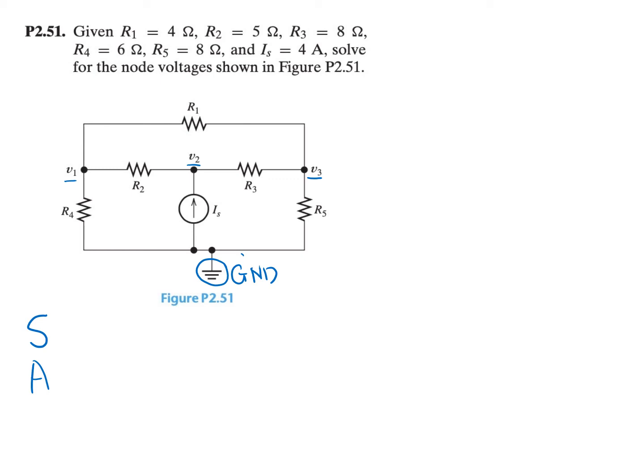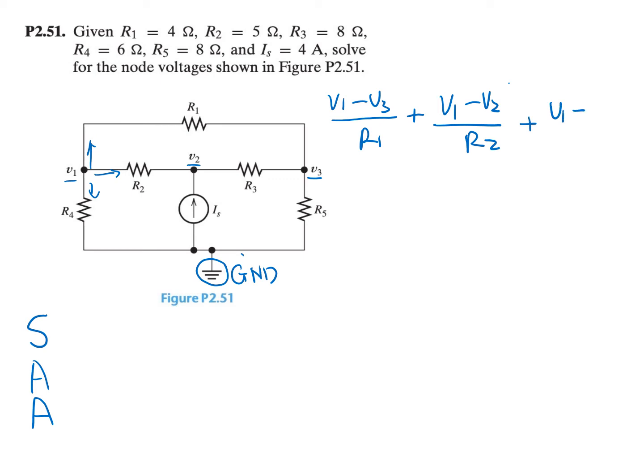Well, we then do the third step, that's to apply the KCL. We apply KCL to each of these 3 nodes. So let's assume all the currents flow away. We have V1 minus V3 divided by R1, plus V1 minus V2 divided by R2, plus V1 minus 0 divided by R4 is equal to 0.